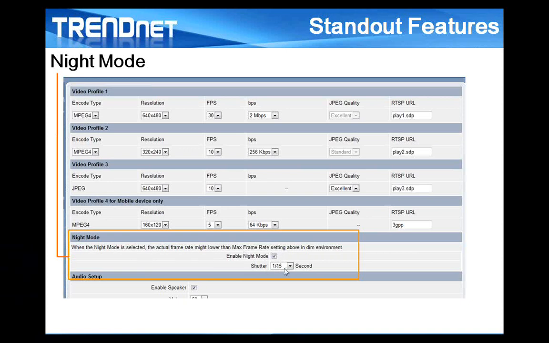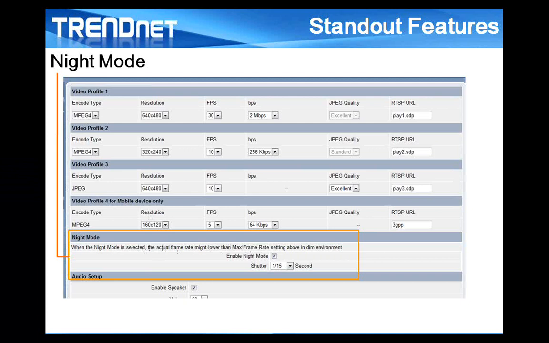And you have 3 different shutter settings. You have 1/15, you have 1/7.5, and then you have 1/3.25. As you get lower in number, the more sensitive it becomes to light, and the frame rate again will lower in order to compensate and create an image for the viewer. So that's a cool feature in our 512WN and 512P cameras.